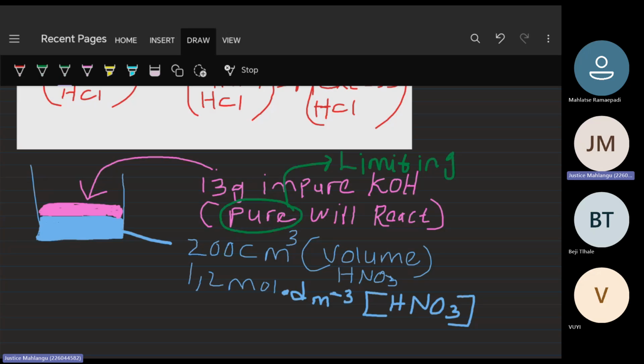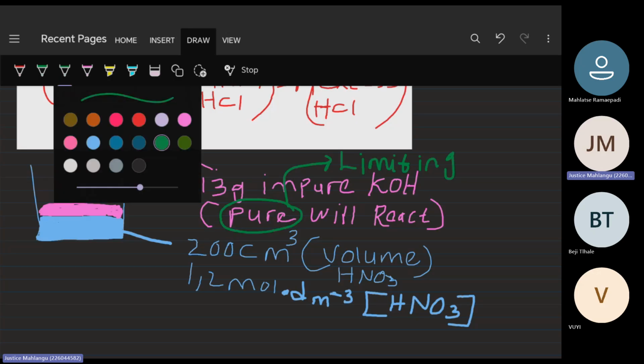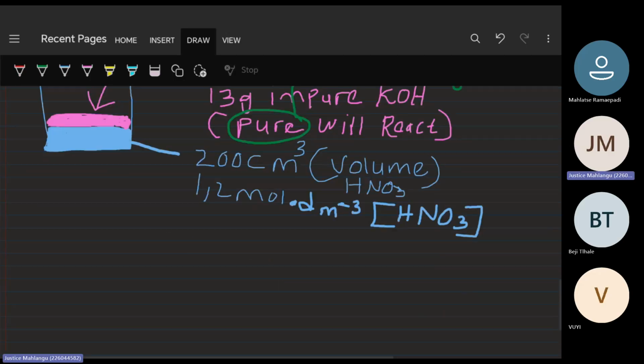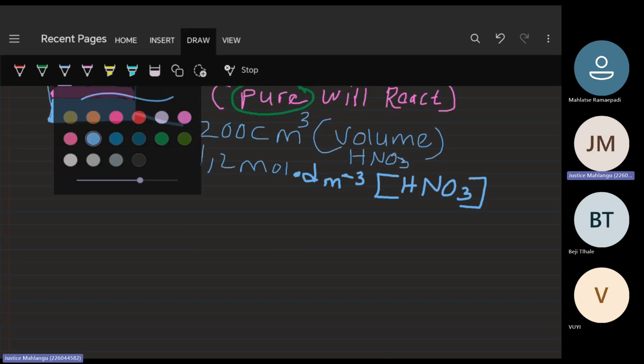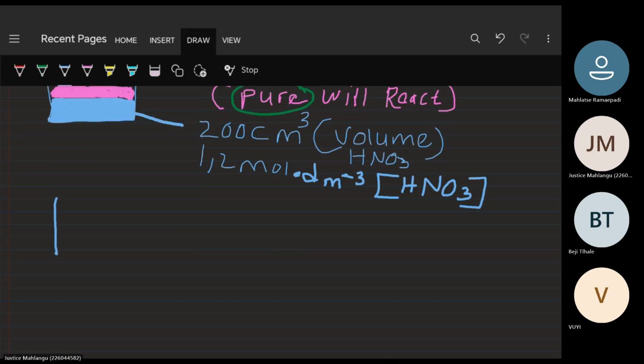But how about the nitric acid? It is going to remain in excess, right? So the potassium hydroxide will react with the nitric acid. The nitric acid will be eaten away, but only a small amount of the nitric acid will remain in the beaker. So let's draw another beaker now. Drawing a beaker will help you.